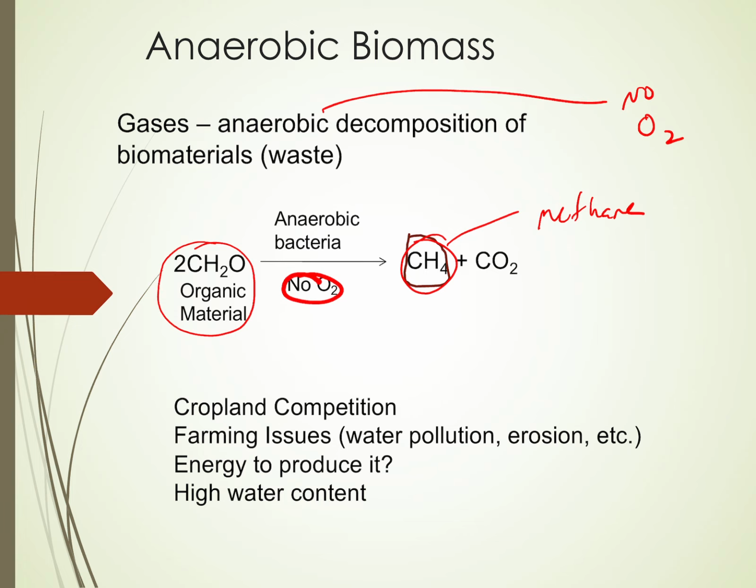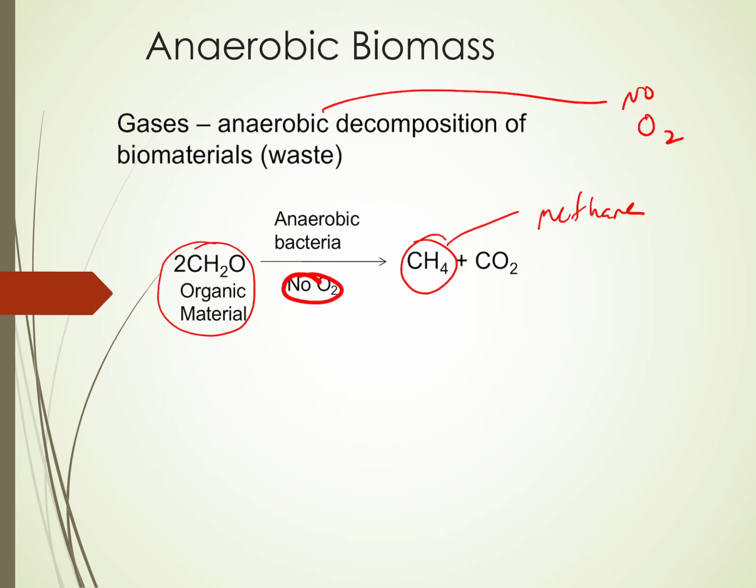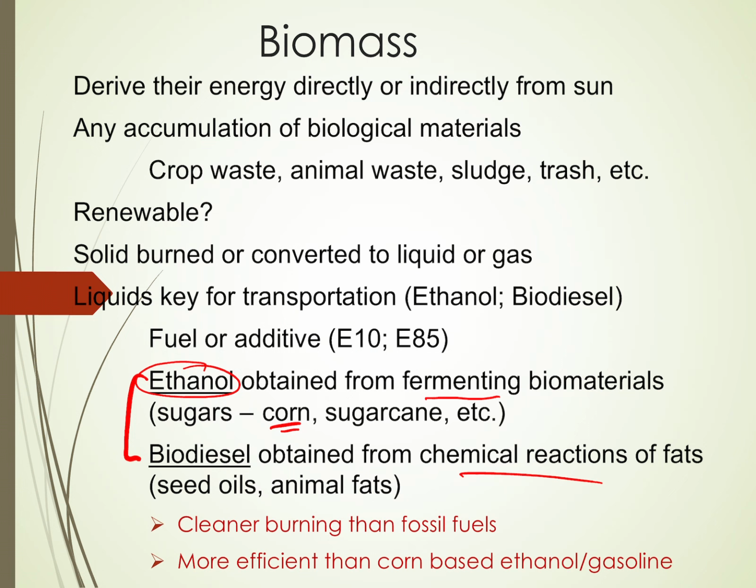Okay, so some of the problems with biomass is cropland competition. So if you're doing like ethanol from corn, well, that's an important food. The cost of corn has gone up as a result of using ethanol. Water pollution, erosion, anytime you're growing stuff. The energy to produce it, the high water content. This is why I like using waste materials. That I like.